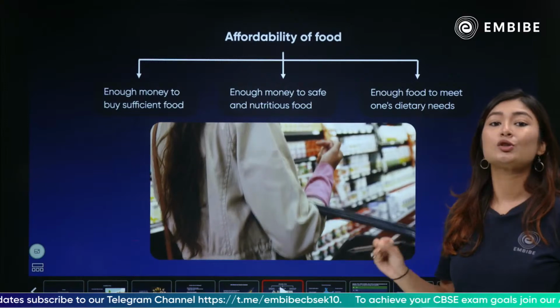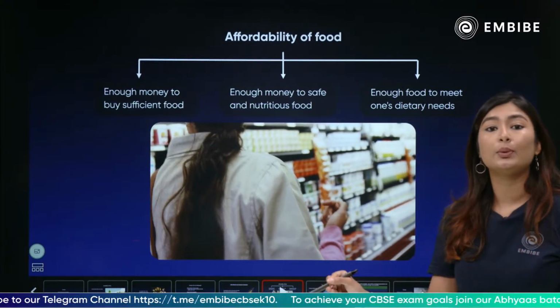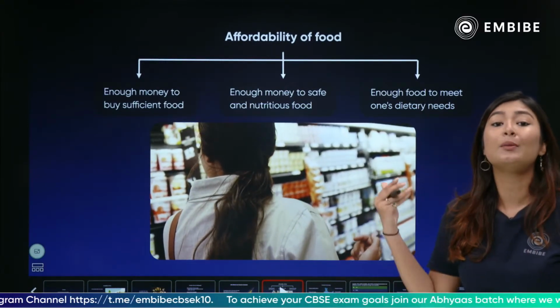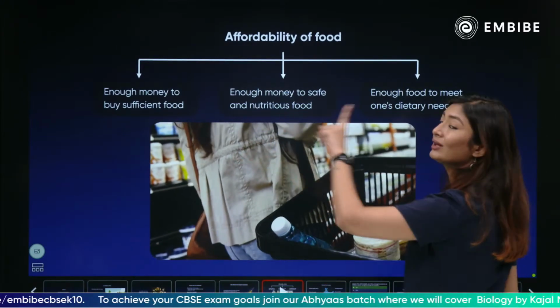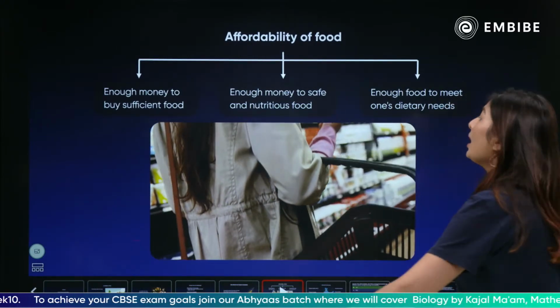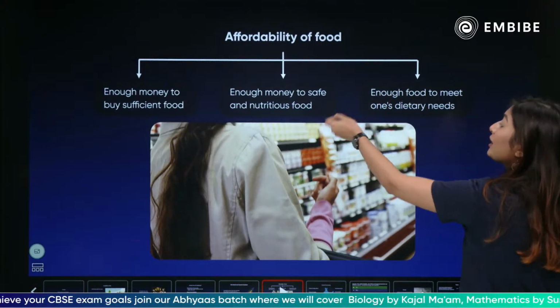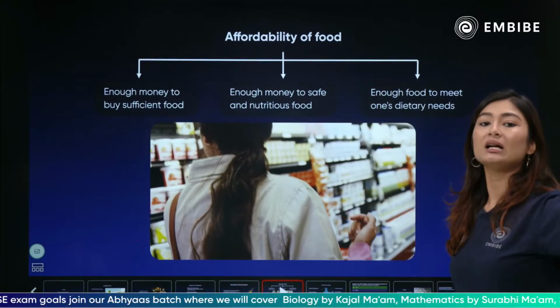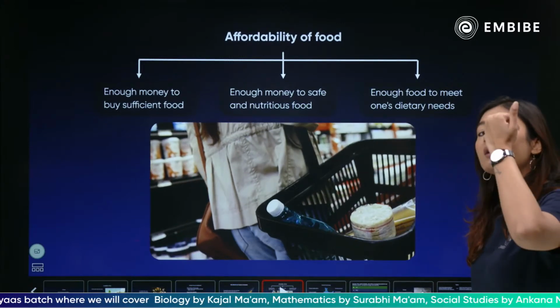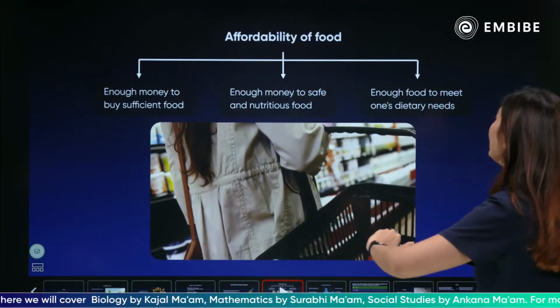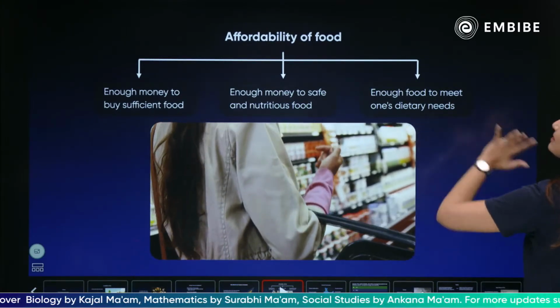Availability and accessibility is not enough. It should also come at a price that people are able to afford it and buy it and support themselves, right? So enough money should be with the people to buy it, first of all. Enough money for safe and nutritious food. सिर्फ खाना खरीद पा रहे, कुछ भी खरीद रहे, ये नहीं. इतना कि अच्छा खाना हो और सपोर्ट करे, nutritious food मिले. Enough food to meet everyone's dietary needs.